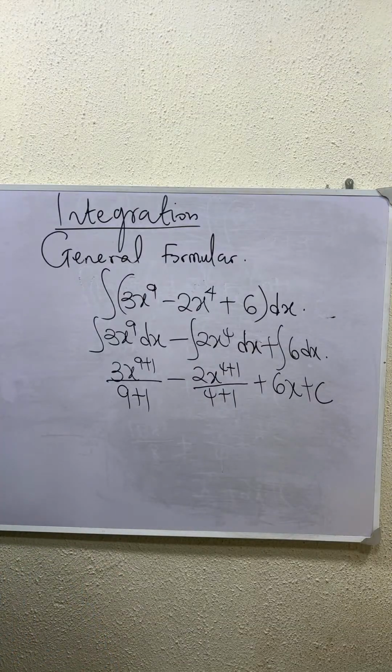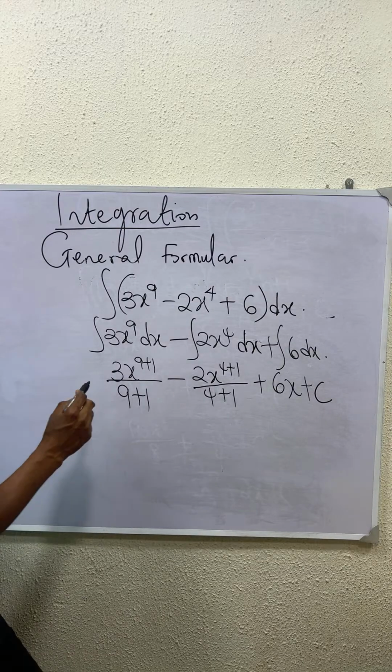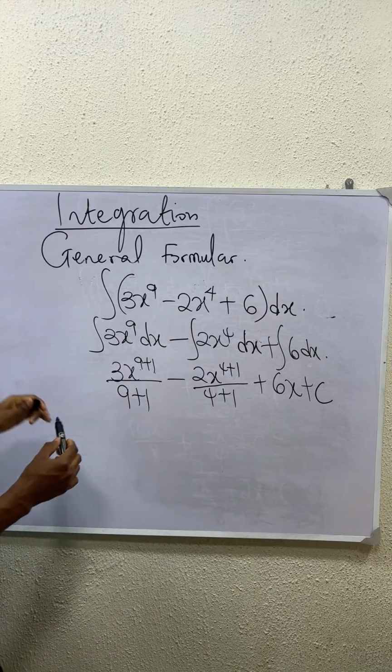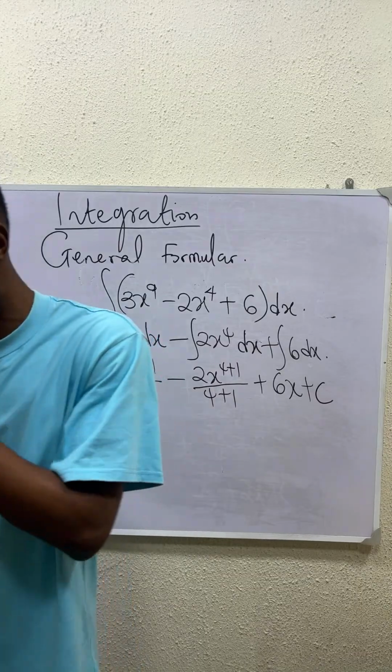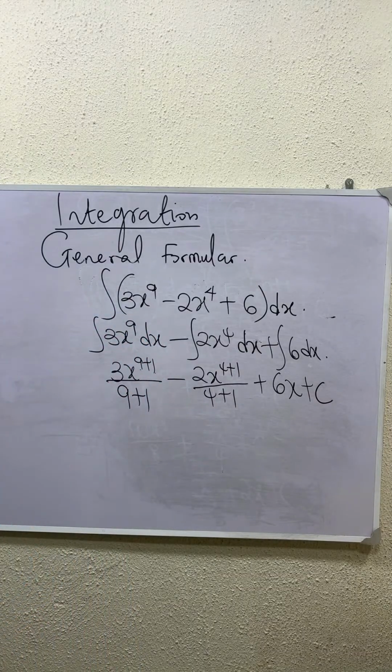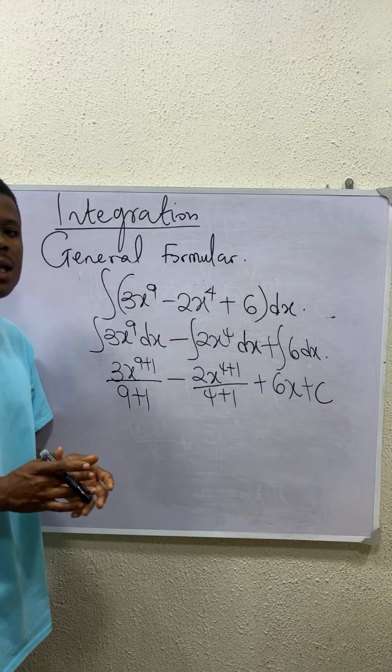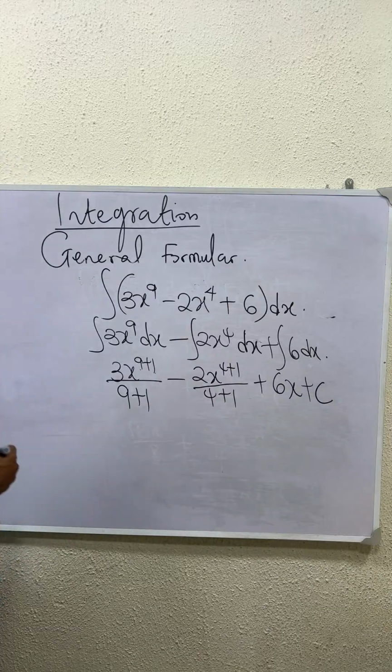Since we have this now, it is very, very simple. What do you observe? You observe that 9 plus 1 is what? What is 9 plus 1? 9 plus 1 is 10.